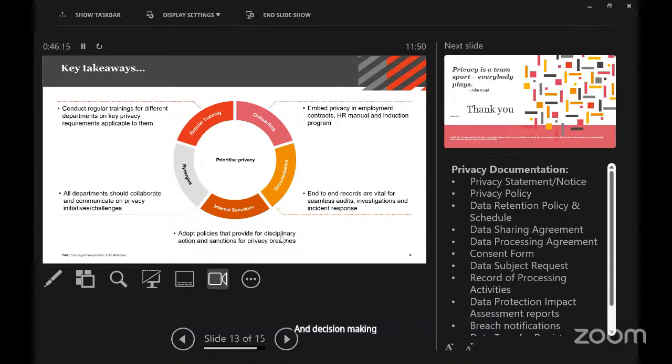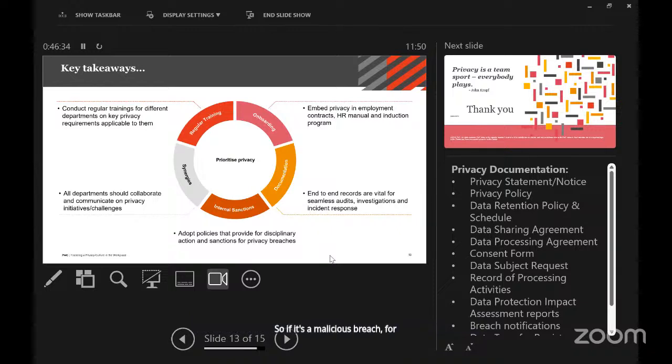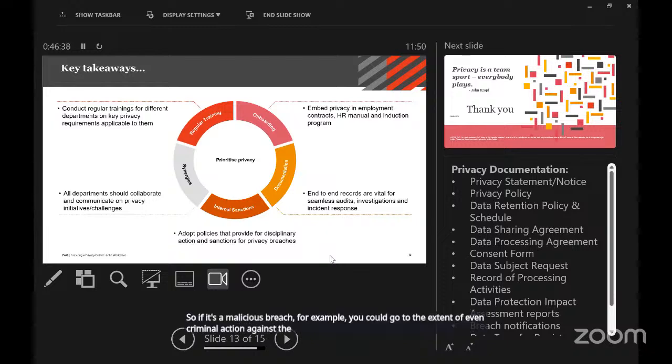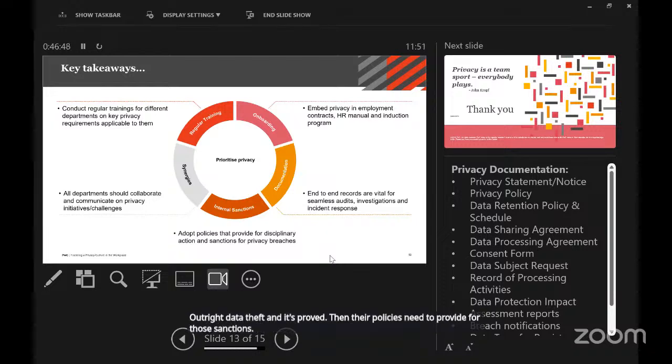Internal sanctions, I know culture can be hard to develop. It takes time, but yes, the carrot and the stick apply. It's important that you have sanctions for misuse of data, but also for different phases. You have sanctions depending on the breach. So if it's a malicious breach, for example, you could go to the extent of even criminal action against the employee that has taken that malicious action. So if there's outright data theft and it's proved, then the policies need to provide for those sanctions, and the staff need to be aware of them.